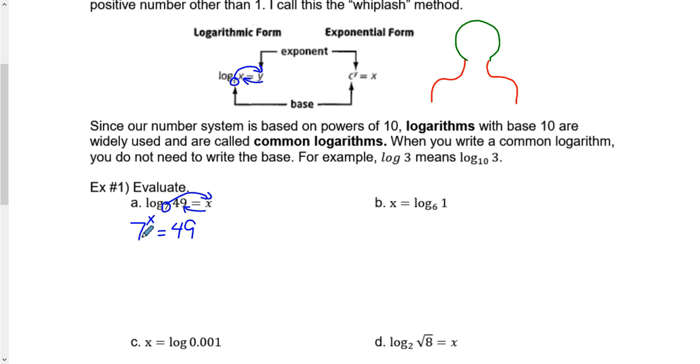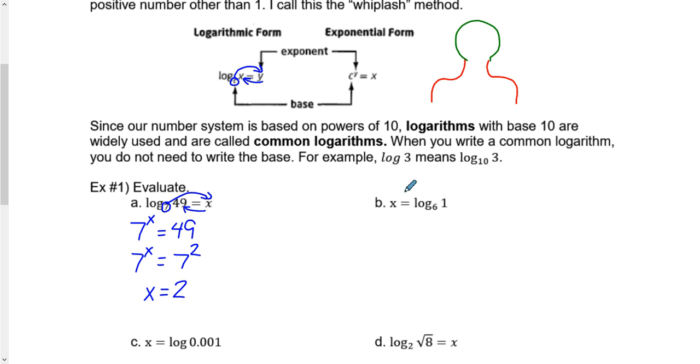So in this case, we have to say, okay, 7 to the power of x equals 49. Well, we know something. We know that 49 is 7 to the power of 2. It's 7 squared. So x equals 2, and we're done. It is literally as simple as that.